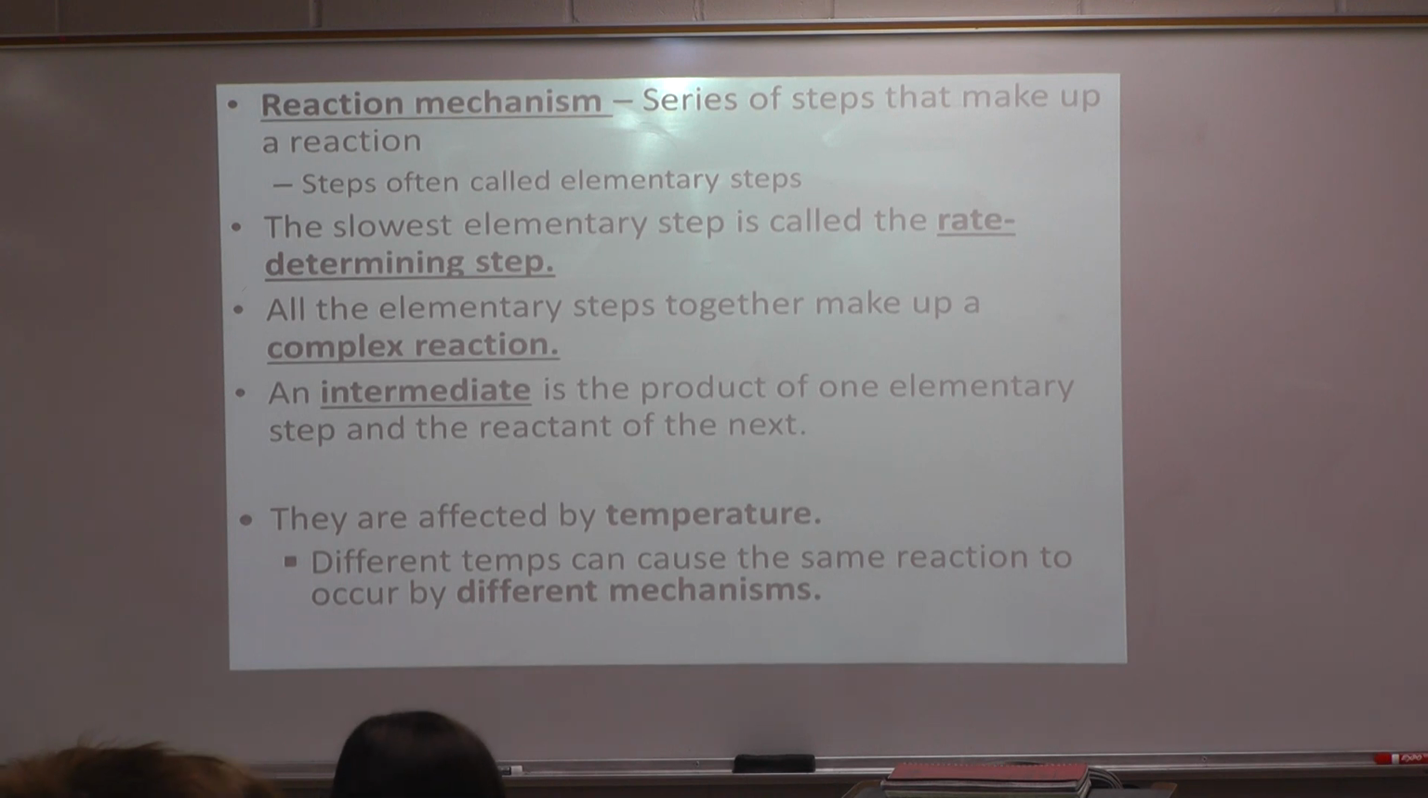The slowest step of your steps is called your what? Rate determining. What do you think rate determining means? It determines the rate. Now, have you ever heard you're only as strong as your weakest link? You're only as fast as your slowest step. So if I have 3 steps, and one step's really slow and the other steps are fast, it doesn't matter if those other steps are fast, you're only going to go as fast as that slowest step.